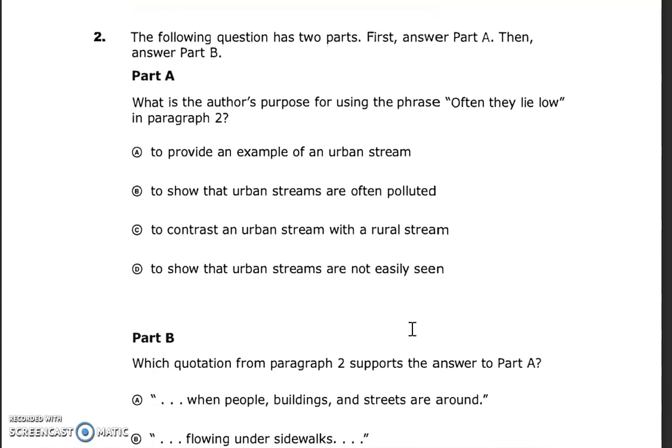Number 2. Part A. What is the author's purpose for using the phrase, "often they lie low," in paragraph 2? A. To provide an example of an urban stream. B. To show that urban streams are often polluted. C. To contrast an urban stream with a rural stream. D. To show that urban streams are not easily seen.